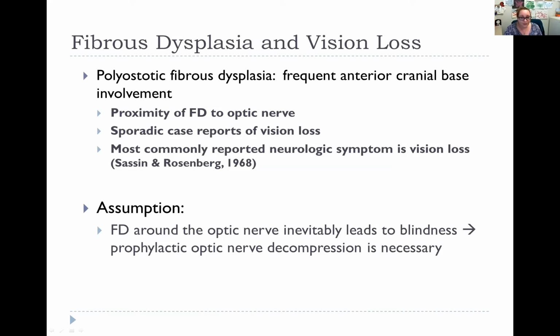And studies as far back as 1968 showed that the most commonly reported neurologic symptom was vision loss. I would say that because polyostotic fibrous dysplasia has frequent anterior cranial base involvement, close to the optic nerve, there were sporadic case reports of vision loss back in the early part of the 20th century. So the assumption was, if there's fibrous dysplasia around the optic nerve, this could inevitably lead to blindness, therefore we need to do something about it from a prophylactic or preventative standpoint, and optic nerve decompression is necessary.